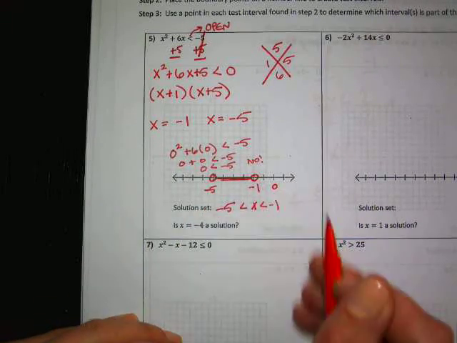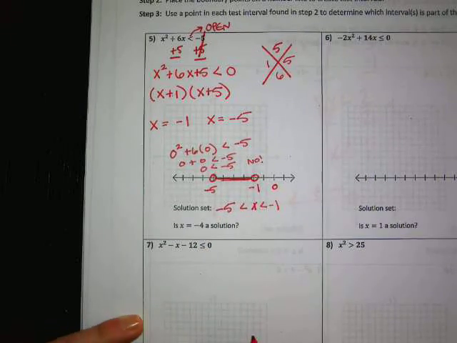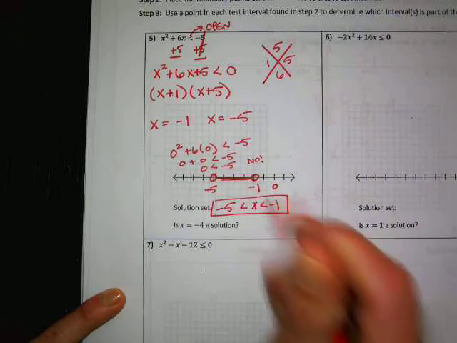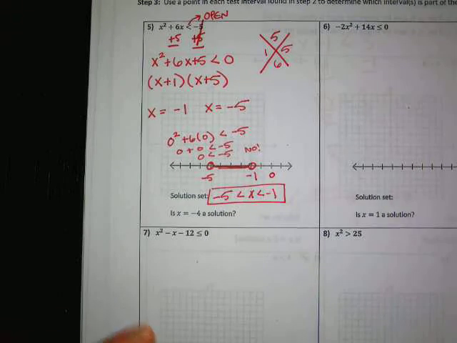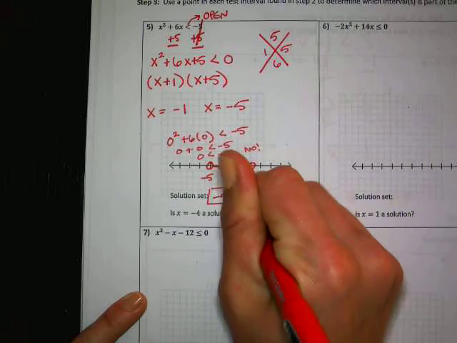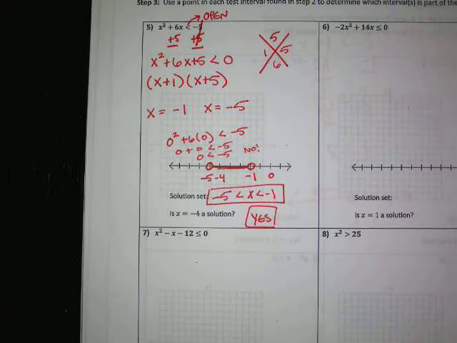We're going from -5 to -1. So -5 less than x less than -1, and that's your solution set. And then, is -4 a solution? Yes, because -4 is right here, and that is in my shaded area. Right.